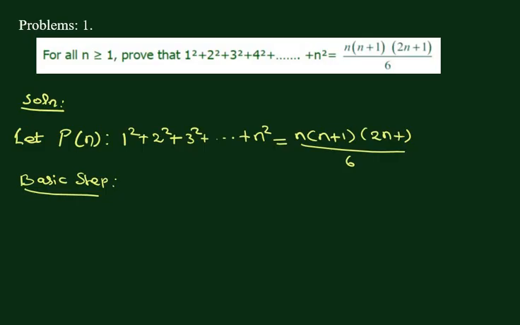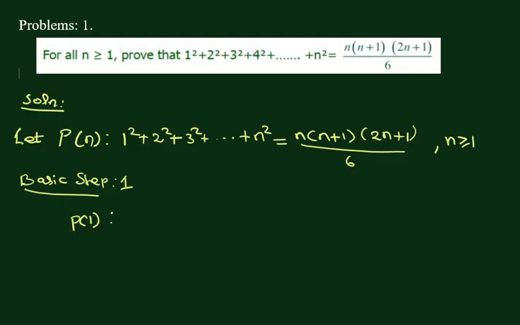I am denoting, let P of n be 1 square plus 2 square plus 3 square plus, etc., plus n square is equal to n into n plus 1 into 2n plus 1 divided by 6. First, I want to prove the basic step 1. That is, I want to show P of 1 is true. So, I will check whether P of 1 is true because the n value is starting from n greater than or equal to 1.